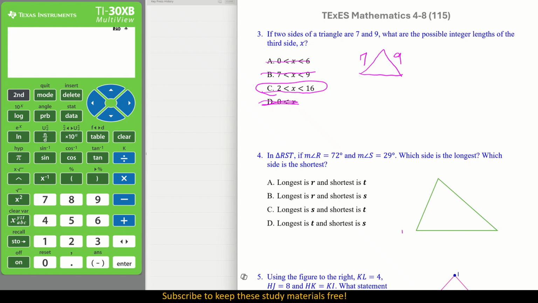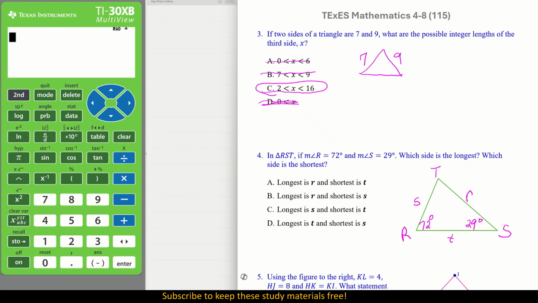Okay, so if we say that this is R and this is S and this is T. Now I've labeled those according to the property and the degree measures. So obviously S is the smallest and that's 29. Okay, and then they gave us R and that is 72. So across from S, we would have to have the distance of little s. And across from R, we would have to have that distance. And then across from T, that would be a little t.